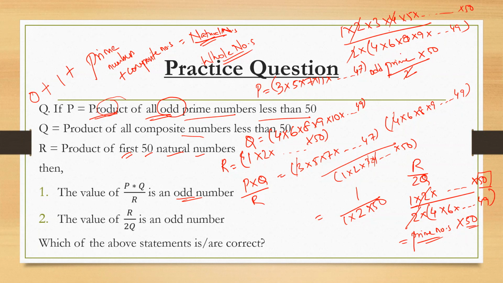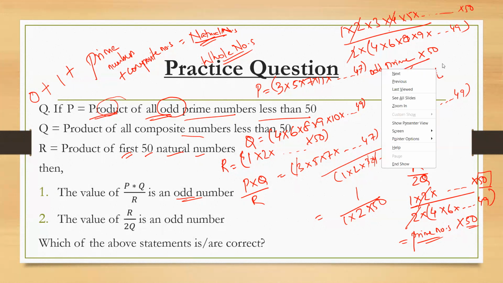Is this clear to everyone? Now, why do we have 50 left here? Because it goes only till 49. Q goes only till 49. That is why it will not cancel here, 50. Is this clear, everyone? So odd primes, that means what? It will be odd, and 50 is even. So when you multiply odd into even, it is what? It is an even number.